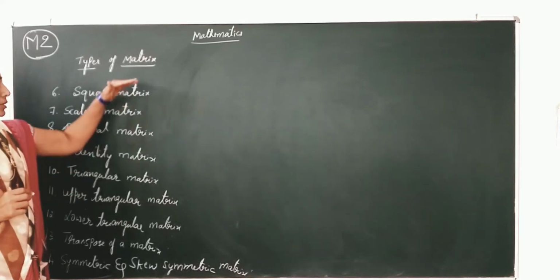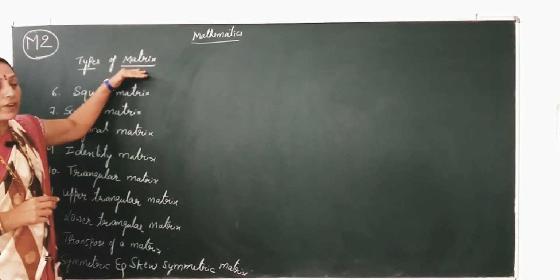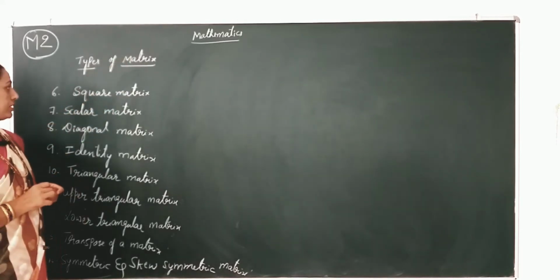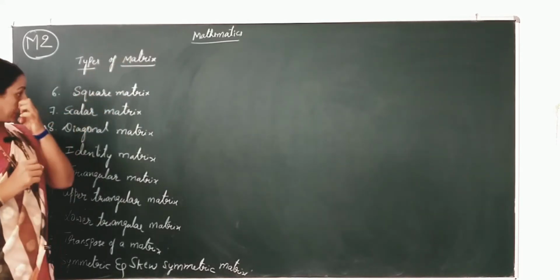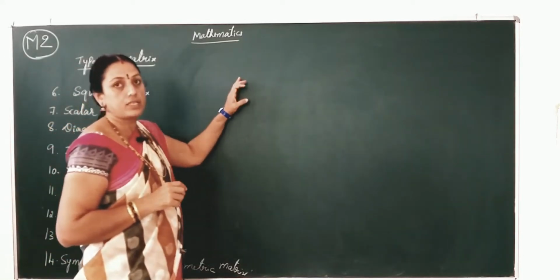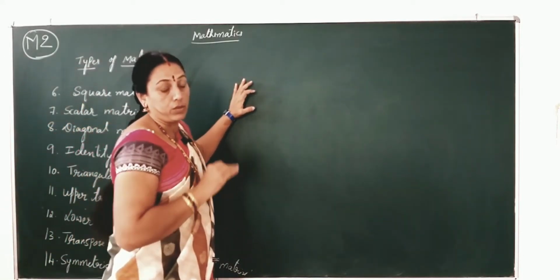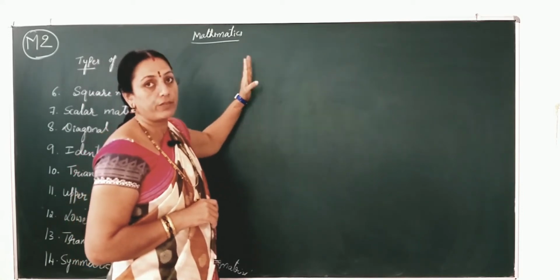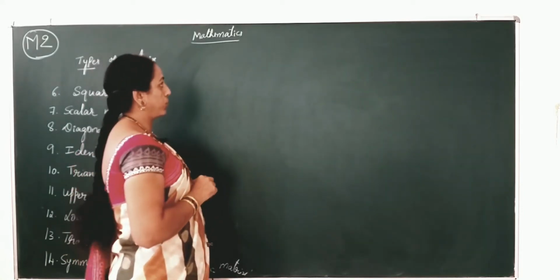So yesterday we discussed some 5 types of matrices. Today we will continue with some others. First, let us recall. The first one is called a row matrix. The matrix which contains only one row and different number of columns is called a row matrix.